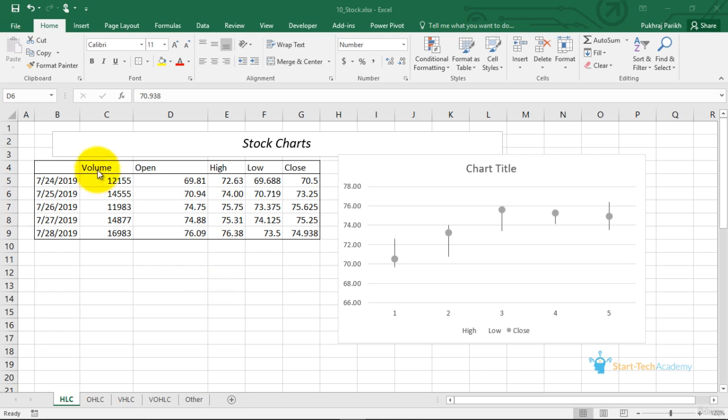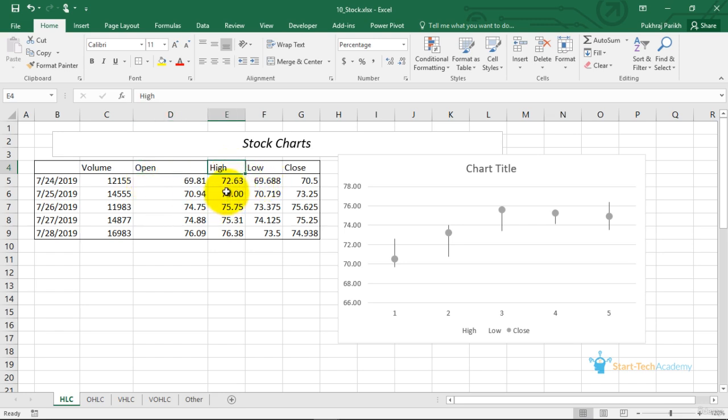So if you have traded in stock market, you would know that there are 5 major parameters that define the performance of a stock within a day. For example, in this data set, you can see for the first day, I have the volume of the stock traded for that day. That is the number of shares of that particular company traded between two parties. The second column is showing the opening price of that particular stock. That is, when the market started in the morning, what was the opening price of that stock?